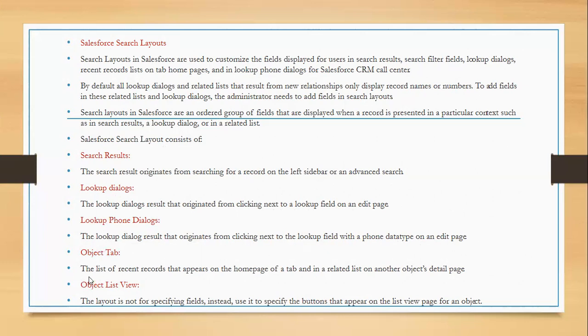Object tabs: the list of recent records that appears on the home page of the tabs and the related list on another object's details page. Object list view layout: it is not specifying fields; instead, use it to specify the buttons that appear on the list view page for an object.